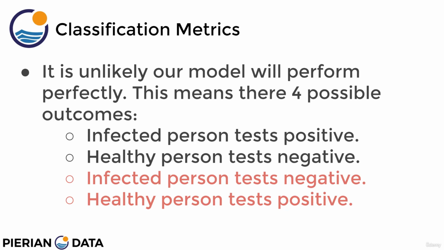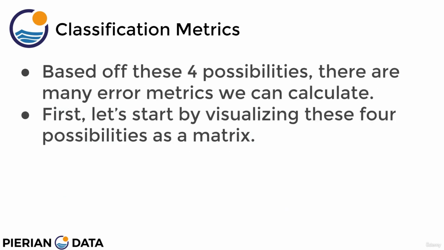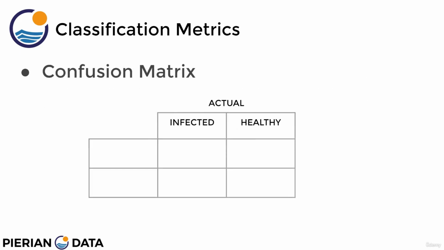So with these 4 possibilities, what we can do is build out a matrix. There's many error metrics we can calculate, and this all stems from visualizing these 4 possibilities. Let's begin by understanding how a confusion matrix is built. Along the columns, I'm going to say these are the actual results of the person. And keep in mind, this is all based on training data where I actually have the historical label information. So I actually know the true values for the person's infection, whether or not they are infected.